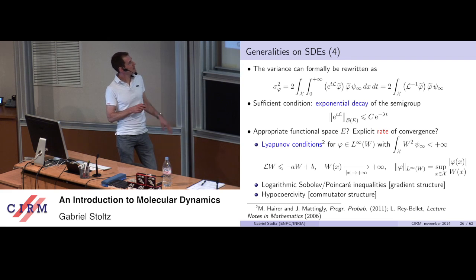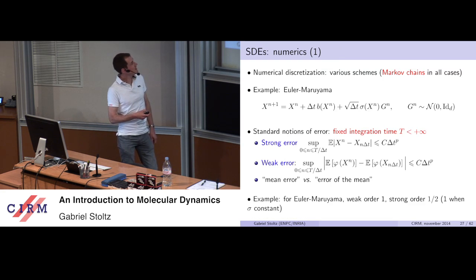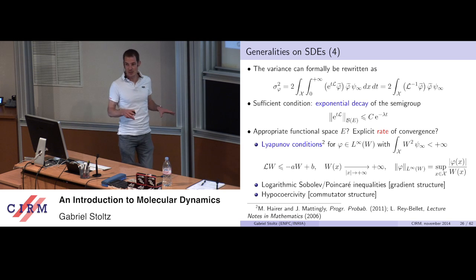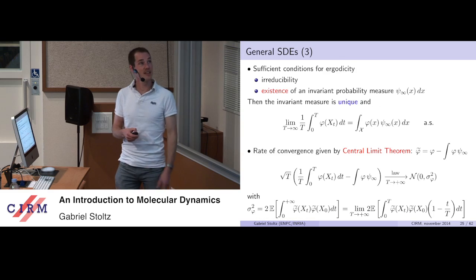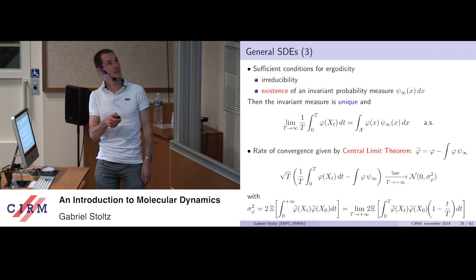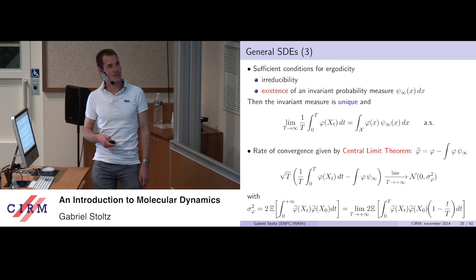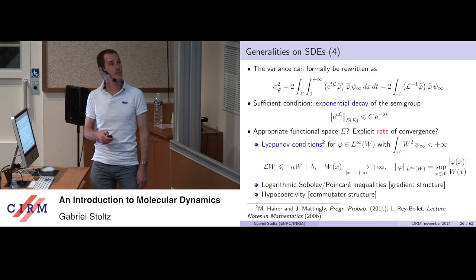So remember at this stage that for mathematicians, there is a job in making sure that the semi-group is exponentially decaying. If the generator is elliptic, it's usually granted. But if the generator is not elliptic, the situation is more complicated. Okay, so that's the end of generalities on SDEs at the continuous level, and the main aim was to say that, well, you've got some ergodicity result, and you've got error estimates using a central limit theorem.